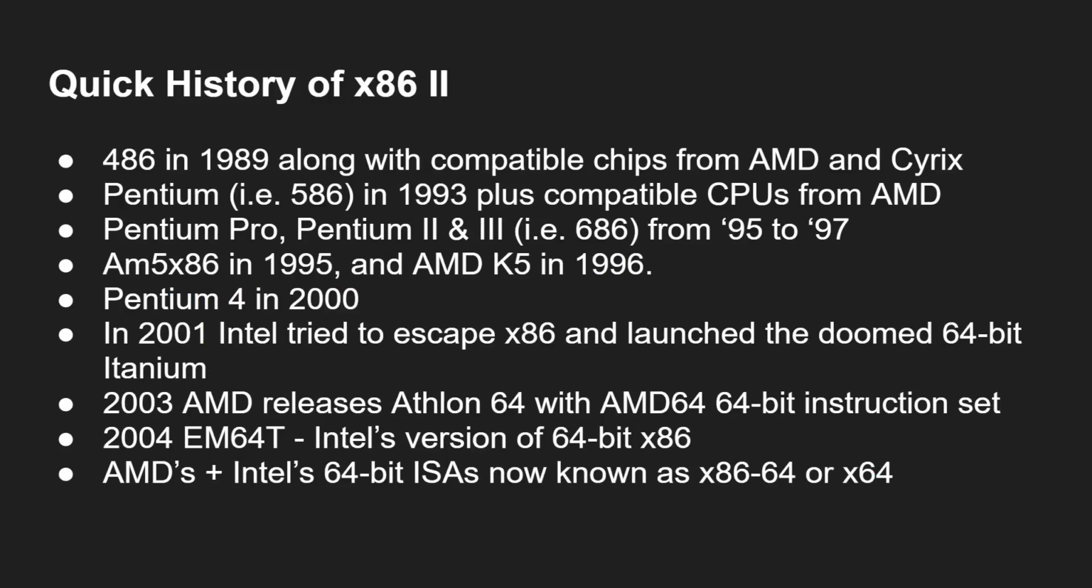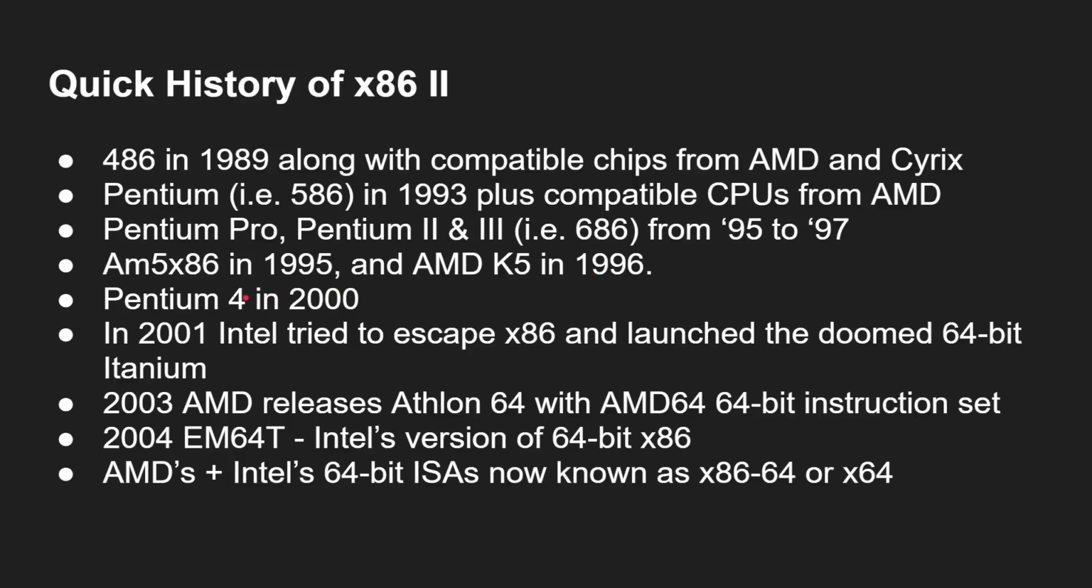As we carry on, we've got the 486 in 1989 along with compatible chips from AMD, and there was another player that really doesn't exist today, Cyrix. And then, of course, we had the Pentium, which was the 586, but they found out you can't trademark a set of numbers, so they used a word, Pentium, as in penta for 5, in 1993. AMD was still producing compatible processors. We'll talk about that in a second. Then it's followed by the Pentium Pro, the Pentium 2, and the Pentium 3, which is really the 686 line from 1995 to 1997. The AMD 5x86 and the AMD K5 were both processors compatible with the Pentium in 1996 from AMD.